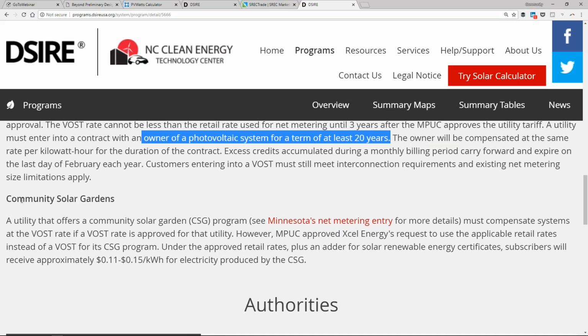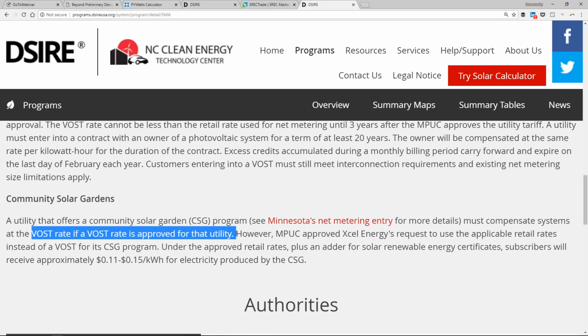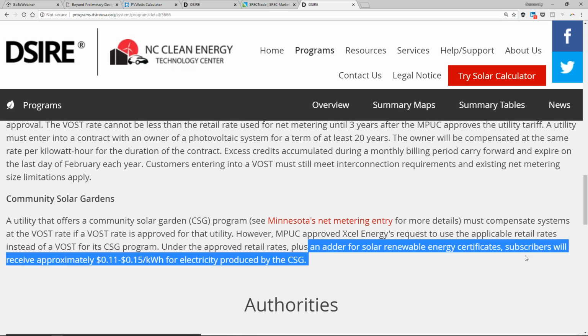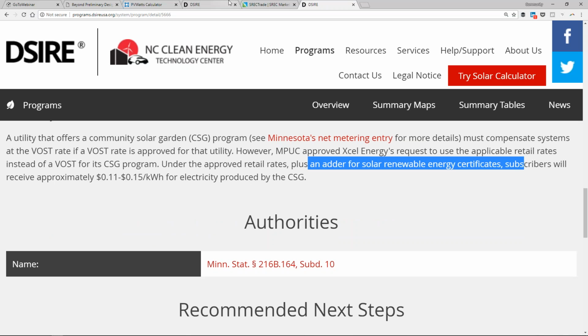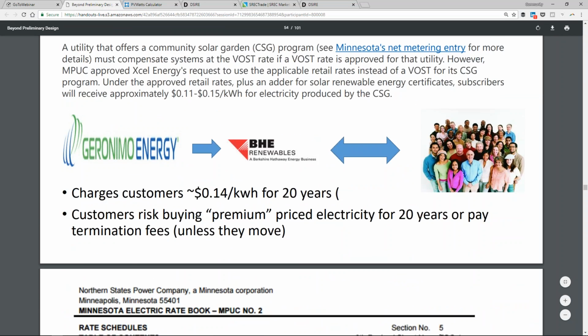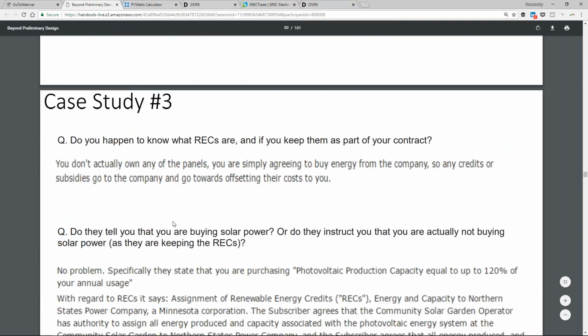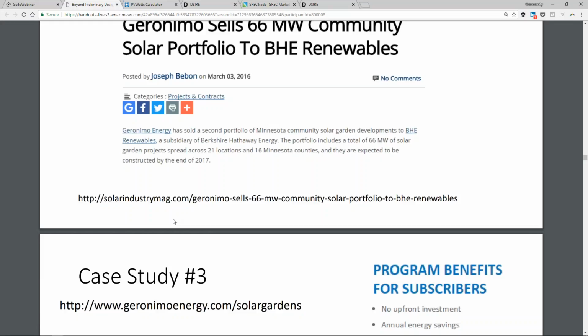And then they say there's a community solar garden extension of this that says the utility solar garden rate has to be at the value of solar tariff rate if approved by the utility, plus an adder for the renewable energy certificate. So none of that might have just kind of zoomed by. That's okay. It'll make a little more sense when we actually see how the compensation works under these programs.